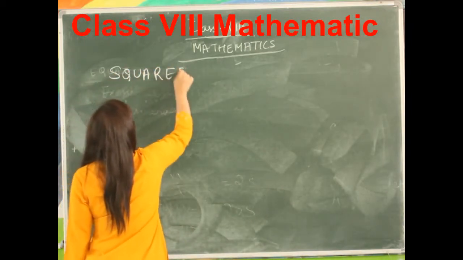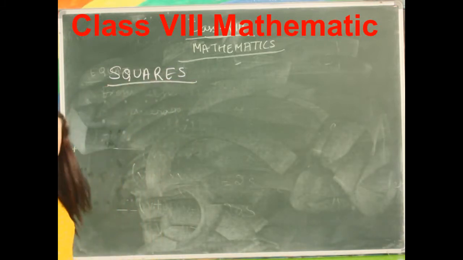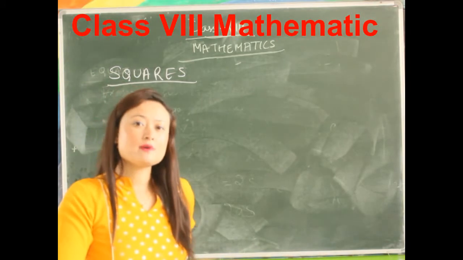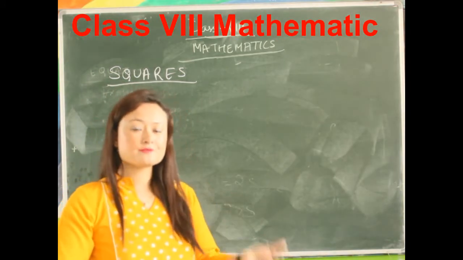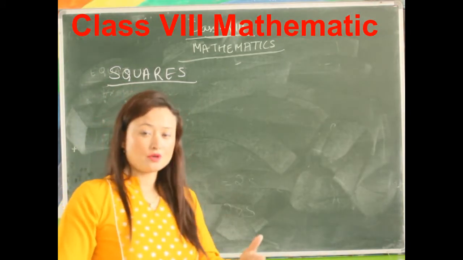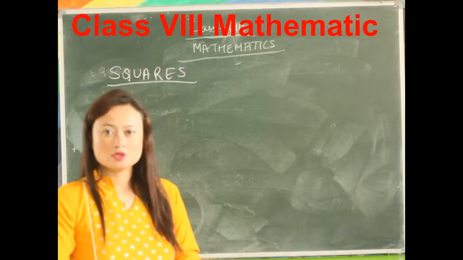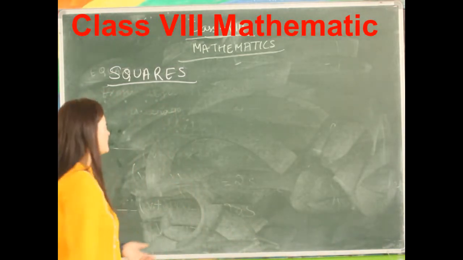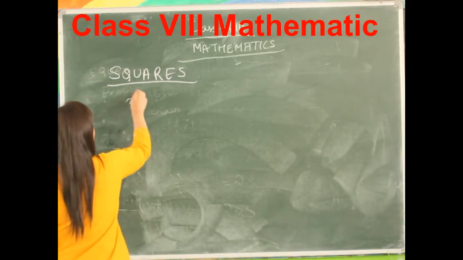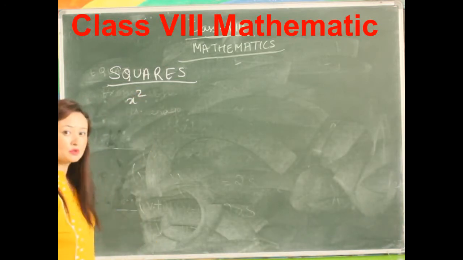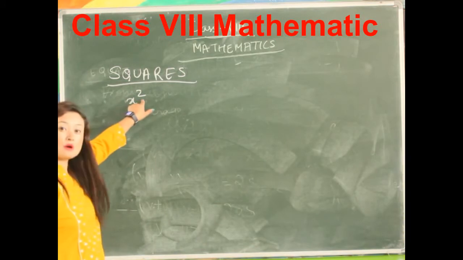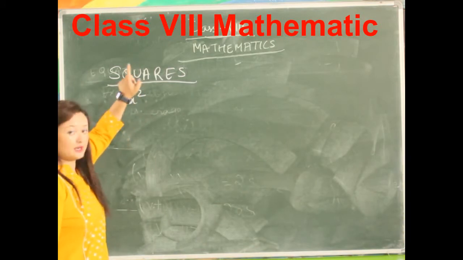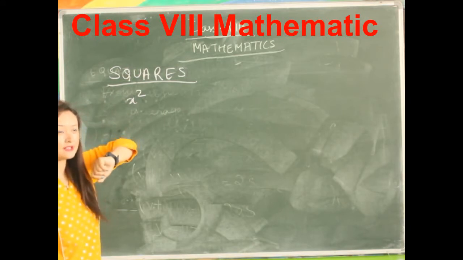Most of you very well know what they mean by squares. Before this, we did exponents, isn't it? So, what do you mean by squares? Squares means when the power of the number is 2. Any number whose power is 2, we call it square. For example, if I write x to the power 2, we can also read it as x squared.